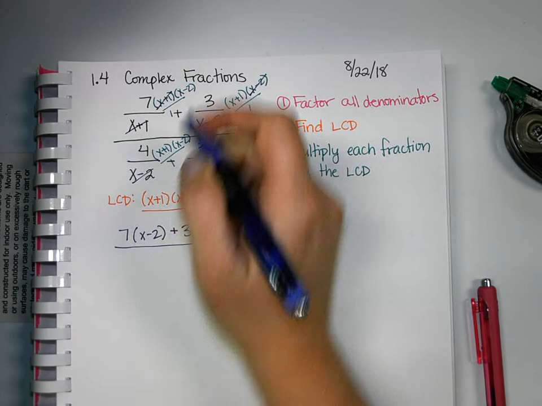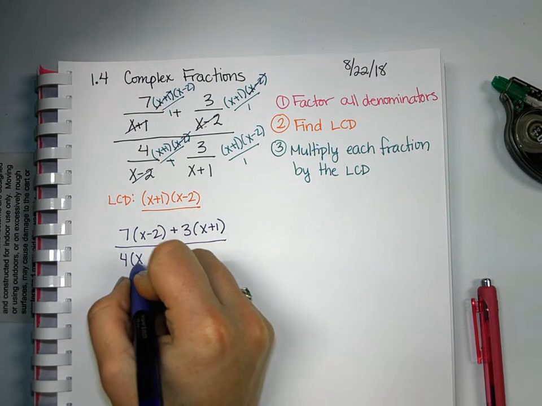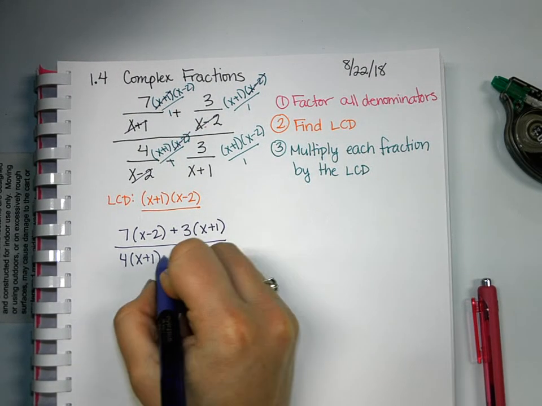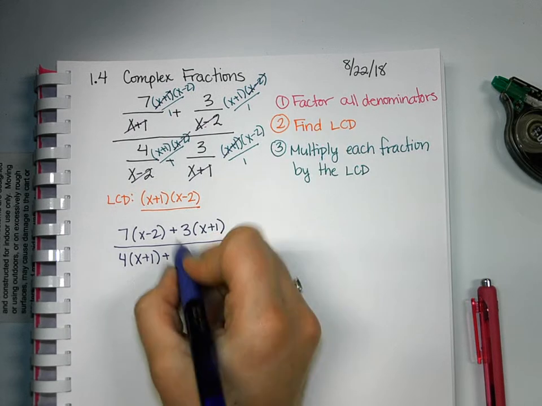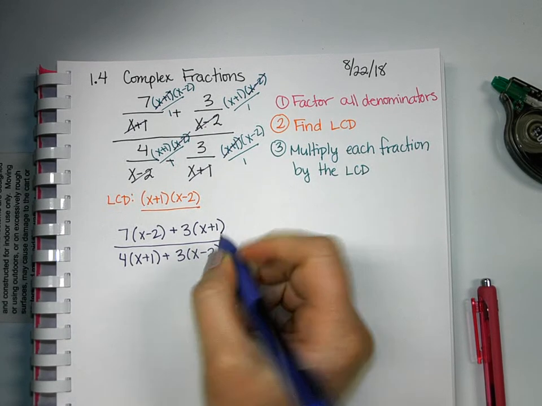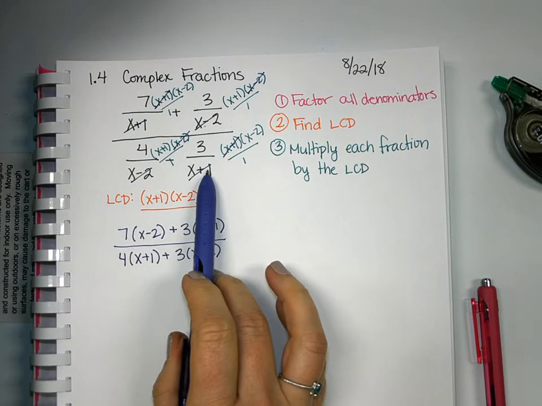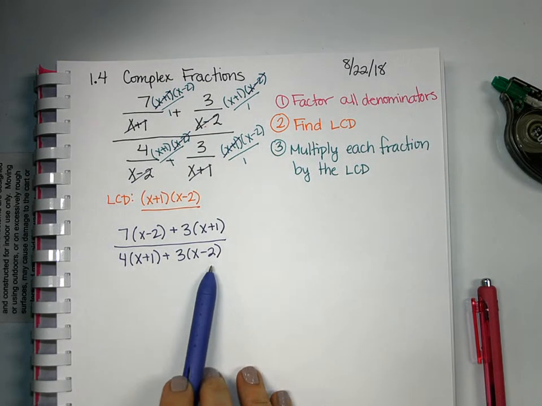So x minus 2 is going to cancel with x minus 2. So we have 4 times x plus 1. And then on this one, we'll have x plus 1's canceling, leaving us with 3 times x minus 2. Again, since the denominators canceled, the denominators are 1, so we're just left with the polynomial.